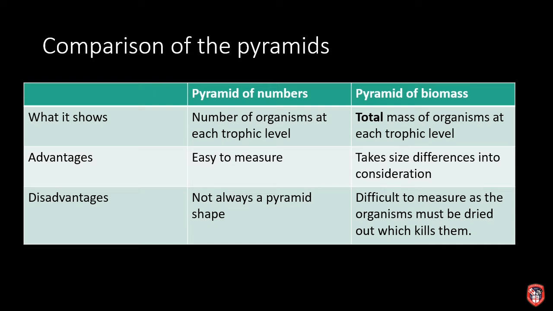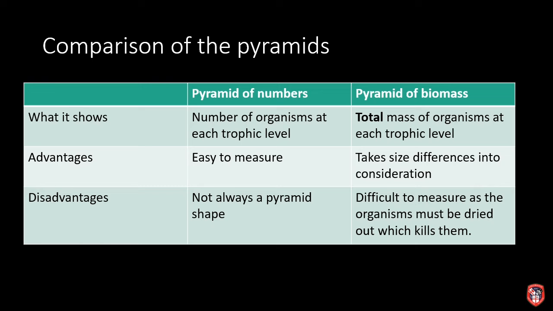Advantages of pyramid of numbers, it's quite easy. You can count the number of grass quite easily. You can count maybe even the number of spiders quite easily. So we can measure these things quite easily. But again, it doesn't allow for the fact that some things are much bigger than other things. Whereas a pyramid of biomass does take size into consideration. A pyramid of numbers isn't always a pyramid shape, whereas a pyramid of biomass is a pyramid shape.